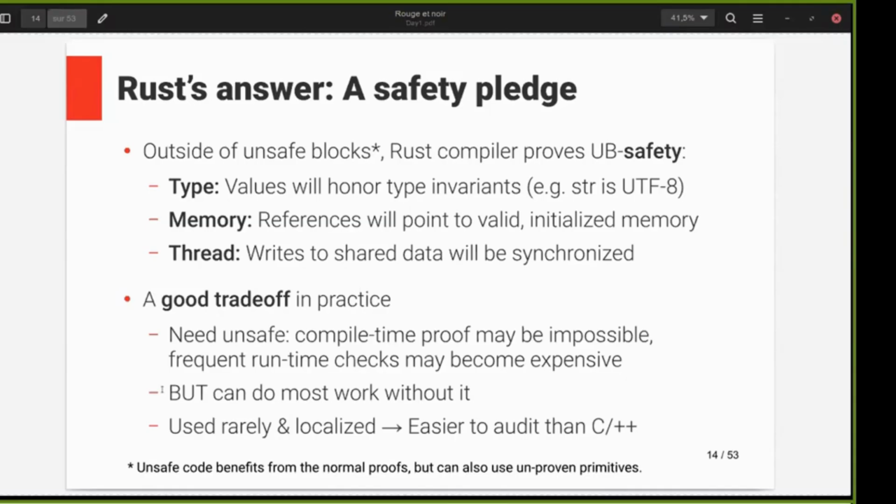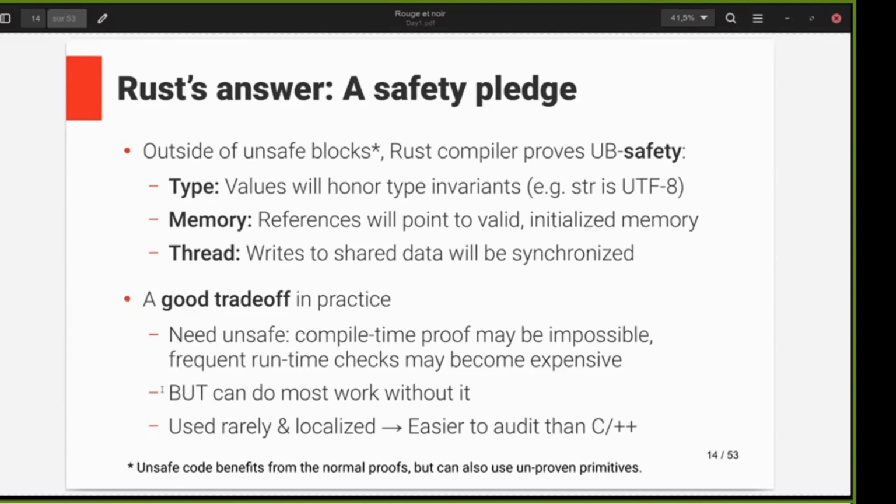And second, you may say, okay, I cannot prove it at compile time, but maybe I can check at runtime, like Java does, for example. And yes, you can. But if you do it too often, at some point, it can become expensive. And that's the second use of unsafe in Rust. Sometimes we need to use unsafe code which can have undefined behavior for performance in order to eliminate a runtime check that has become too expensive.